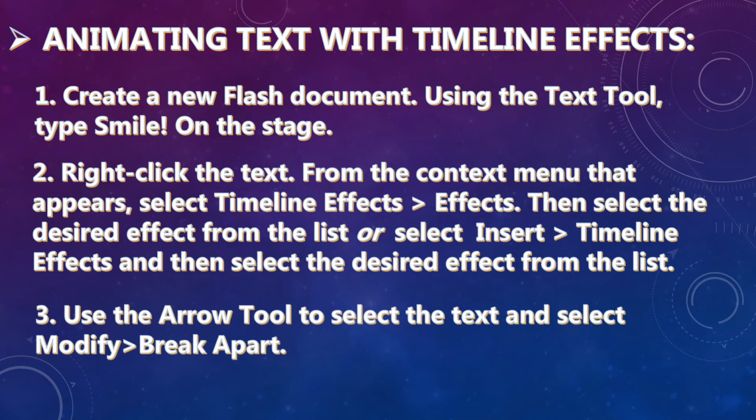Animating text with timeline effects. Flash has inbuilt timeline effects, which help to create animations by simply selecting a few options. You can apply effects like fade in, fade out, explode, etc. Consider the following example. To create a new Flash document, click on the text tool. Right click the text, and from the context menu that appears, select the timeline effect. Then select the desired effect from the list, or select Insert Timeline Effects and then select the desired effect from the list.